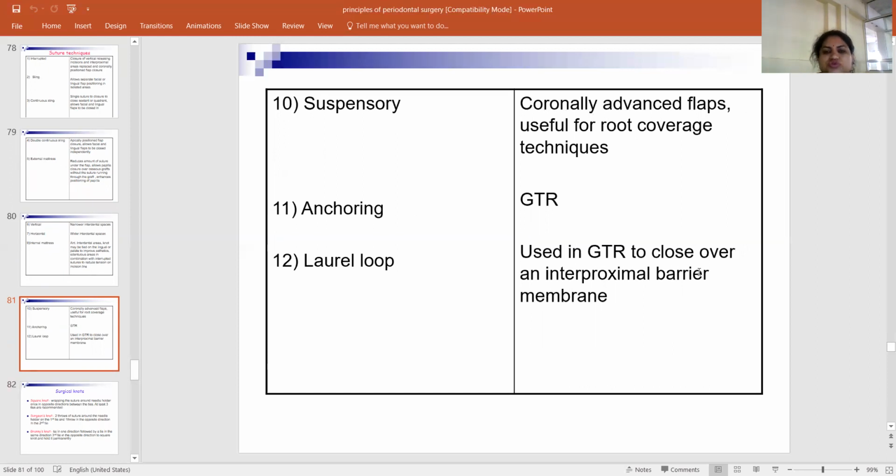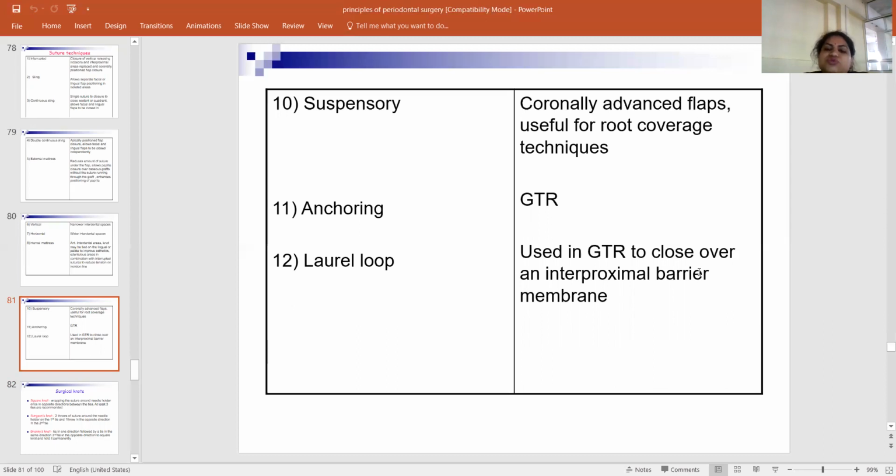Anchoring: it is used for the guided tissue regeneration membrane, because you are going to anchor the GTR membrane to the root surface. You are going to adapt the guided tissue regeneration membrane towards the root surface. We want the GTR membrane not to be displaced, so we want to anchor this membrane under the flap with the tooth. So this type of suture is used.